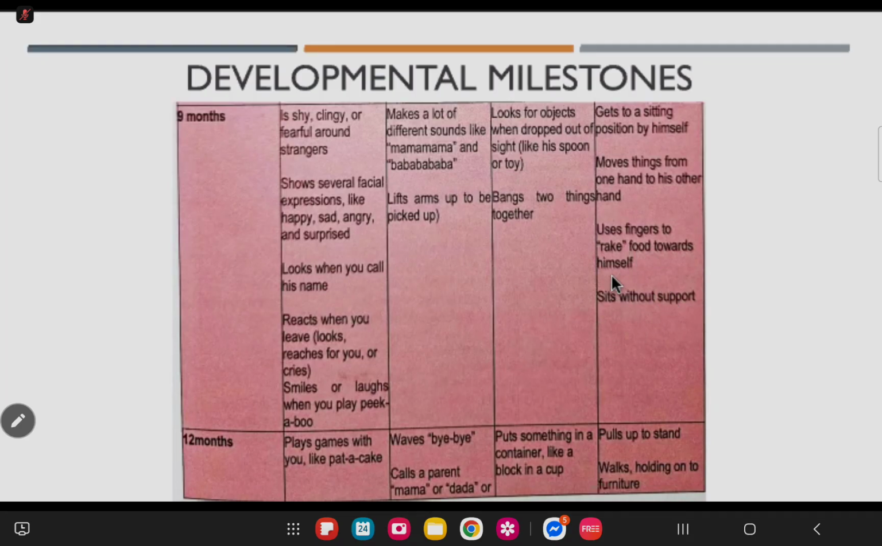Here, sit without support. At 12 months, so actually in Nelson's, the wave bye-bye is at around 9 to 10 months, but here it's 12 months. Anyway, at 12 months they already play games like peekaboo or pat-a-cake. They also wave bye-bye. Okay, they also pull themselves up to stand.